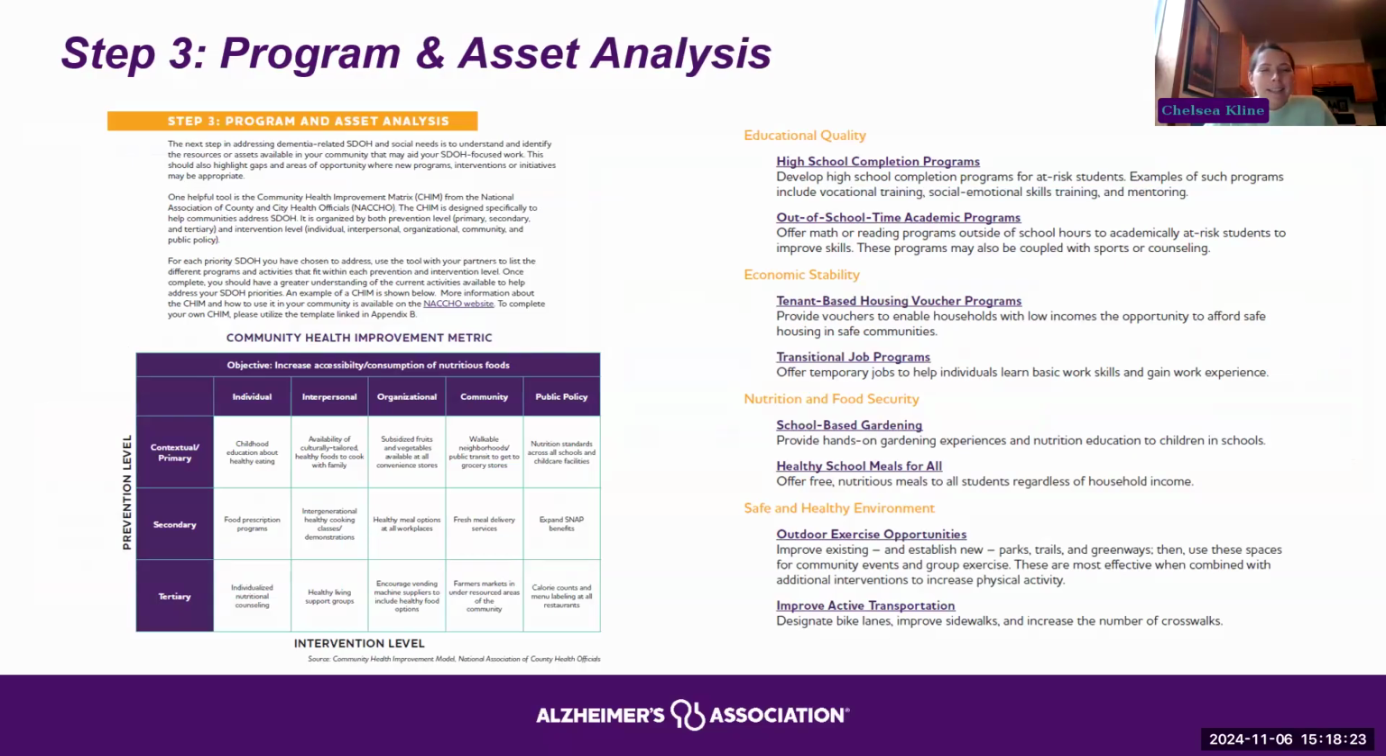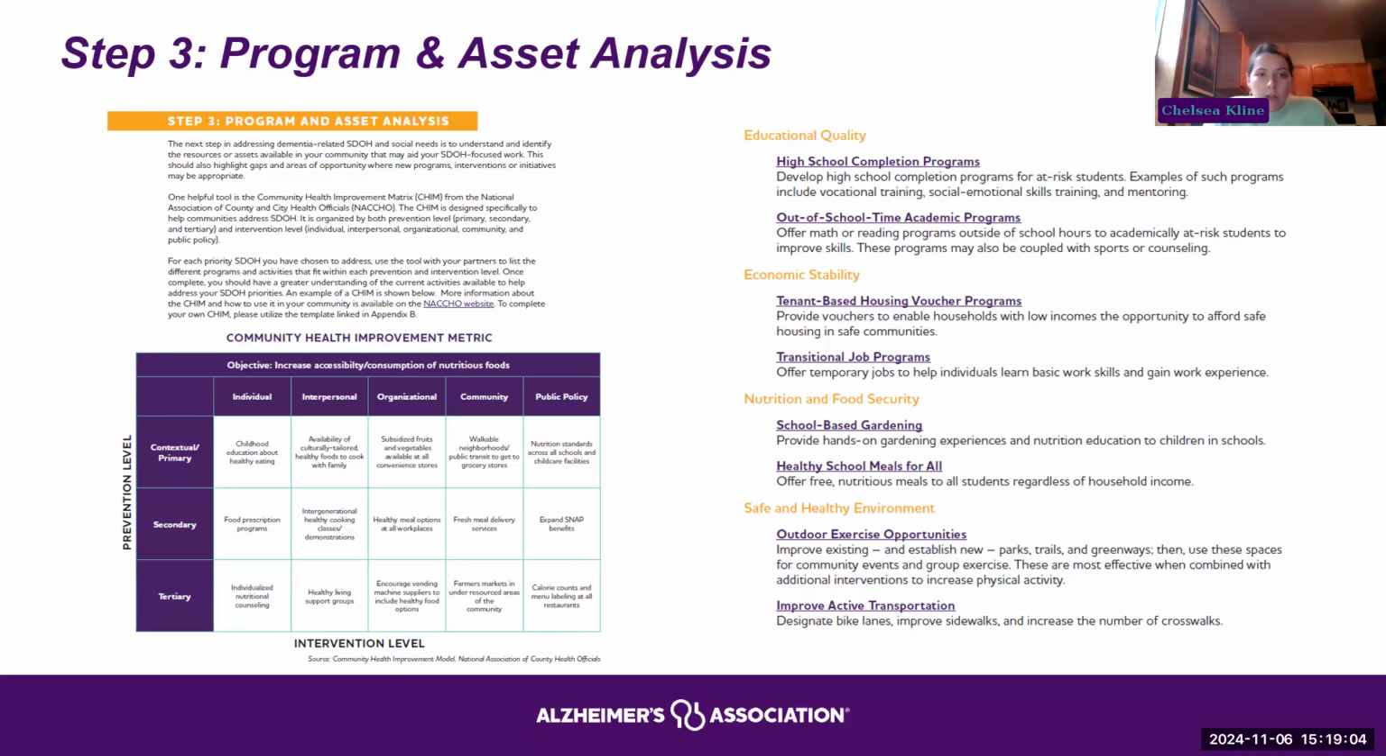Okay, so the next step is step 3, program and asset analysis. So you have your prioritized identified need, you have your partners mapped out. Now it's time to understand what are the different programs, resources, interventions that are available in your community to help you address that need. This process not only helps you to think about what are the programs that are already going on in your community to help address social determinants of health, but also can help you identify what are the different gaps and opportunities where a newly formed intervention or program might be able to help.